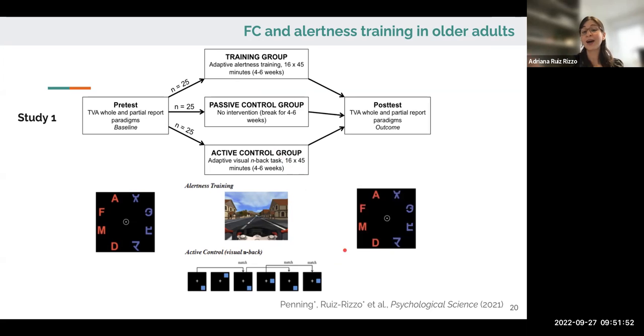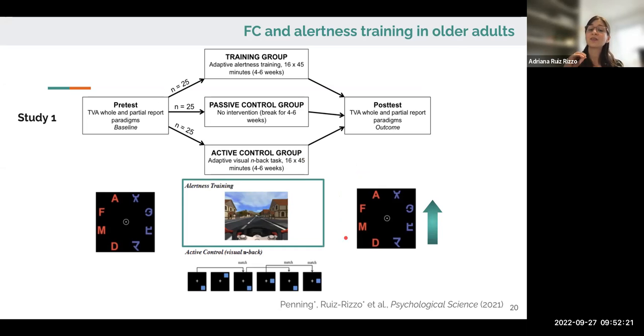And then after that, there was the post-test session in which, again, the whole report task was used and visual processing speed was obtained. Now, this training lasted between 4 and 6 weeks, and there were 16 sessions of 45 minutes each. What we expected to see was an increase in visual processing speed in the post-test after training, but specifically for the alertness training.